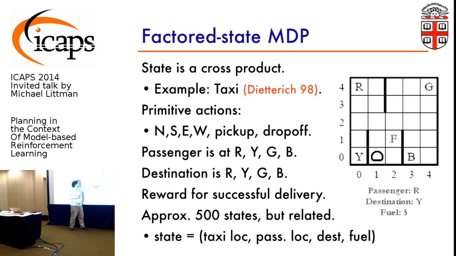At each of those positions, a passenger could appear, and the passenger has some destination that it wants to go to from among those four possible destinations. So the number of possible states in this environment is about 500. There are 25 different places the taxi can be, times 2 for whether we're holding the passenger or not, times 4 for the number of different places the passenger might want to go, times 5 for the number of places the passenger might actually be. Multiply it all out and you get 500.